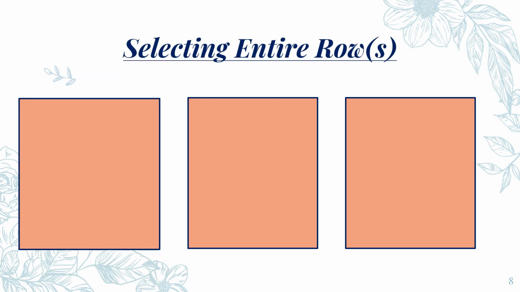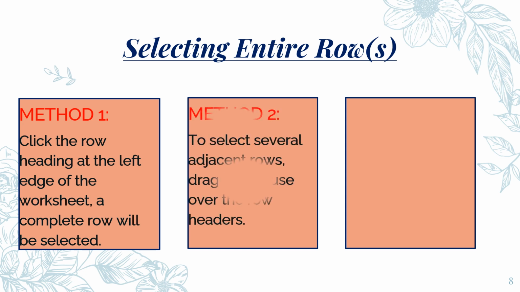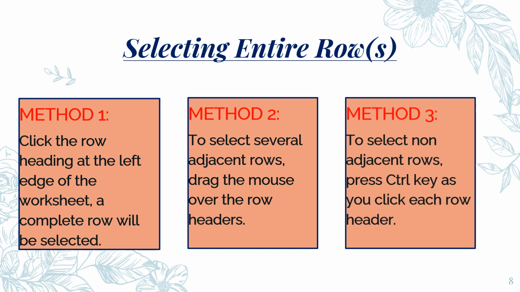Now, the next topic is how to select entire rows. First method: whenever you want to select an entire row, click the row heading at the left edge of the worksheet. At that time, a complete row will be selected. Second method is to select several adjacent rows: you can drag the mouse over the row headers. Third method, in order to select non-adjacent rows, press the Ctrl key as you click each row header. Clear, beta?